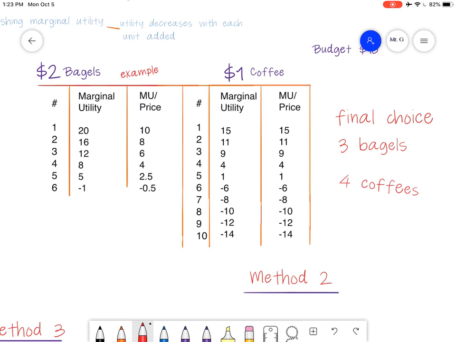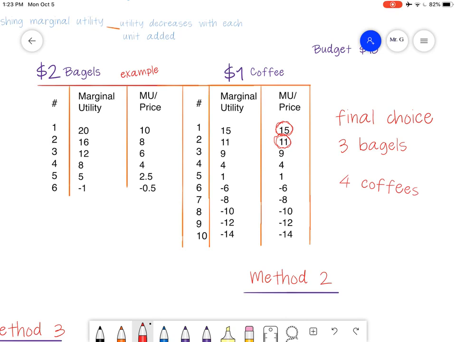So I'm going to look, and I'm going to take this one first, the 15. So the 15 MU divided by price is the highest number. So my first choice is going to be 1 coffee. That gives me the most bang for the buck on that one. My next choice, choice number 2, is going to be 11, because that's the next higher number.